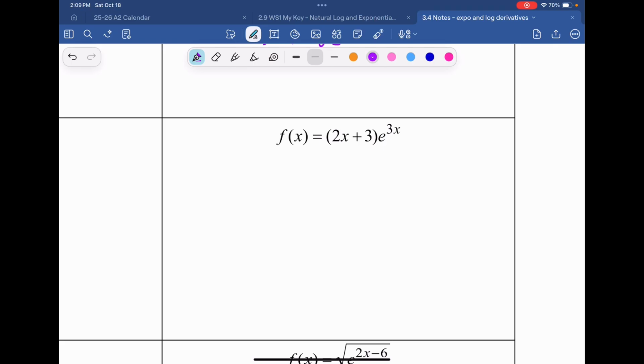Oh, we've got product rule here. Keep the first times the derivative of the second. That's your natural base. So e to the 3x times 3 plus keep the second times the derivative of the first.